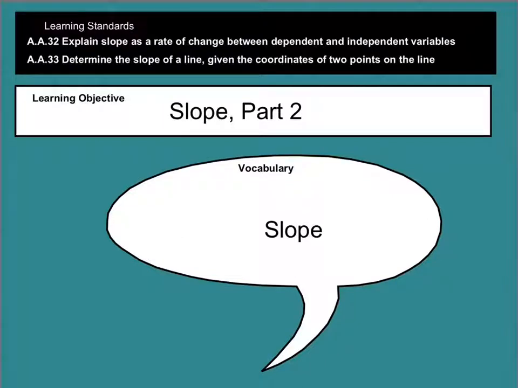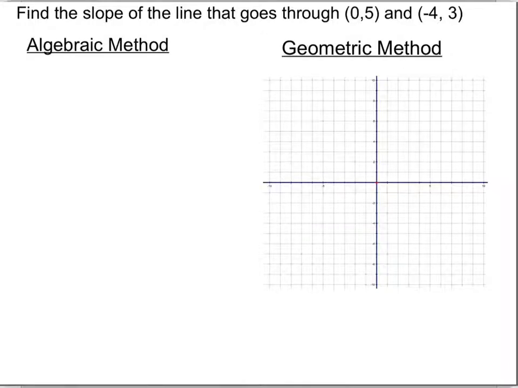Okay, today we're going to talk about slope again, but we're going to talk about how to find slope in a couple of different ways. So we're still covering the learning standards AA32 and AA33. The first thing is you might be asked to find the slope of a line that goes through 2 points, and there's two different methods that you can use with this.